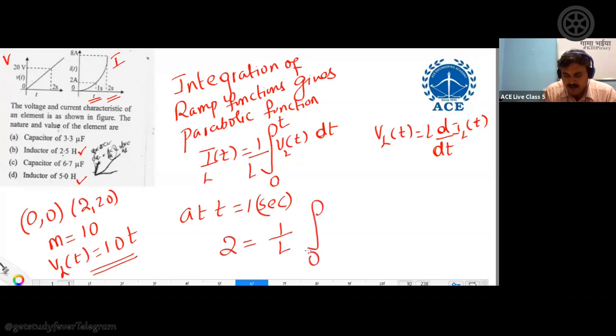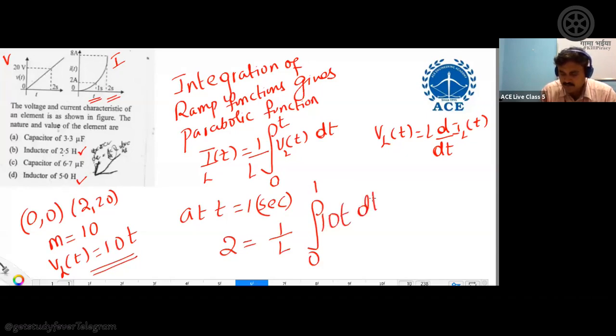Integral. So I am calculating up to 2 seconds, so the integral limit will be from 0 to 2. Okay, sorry, 0 to 1, because I am taking my current output at 1 second. So you have to take your upper limit as 1. Into what is VL of t? VL of t is 10t dt.